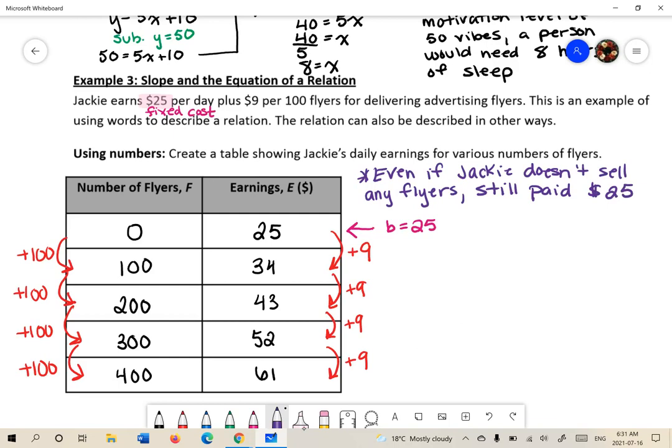Let's determine our slope. I'm going to use my change in y over change in x formula. So my y is changing by 9, while my x is changing by 100. I can't reduce this fraction any further, so that's my slope, 9 over 100. In rate of change, I would just include units, and I would convert this into a decimal. 9 cents per flyer.